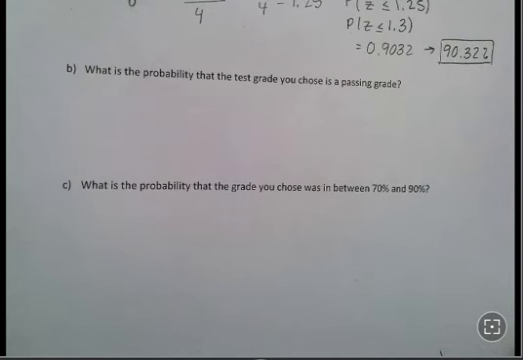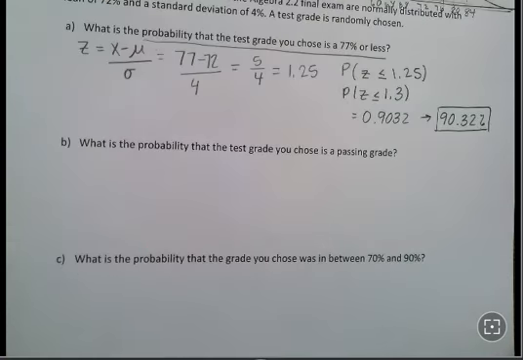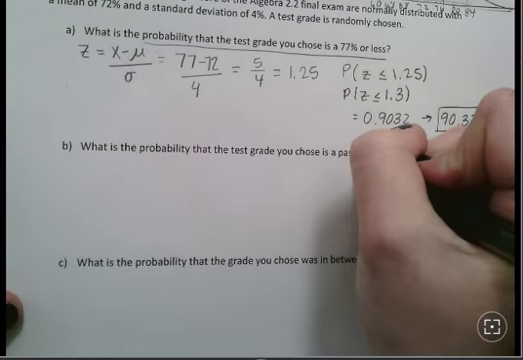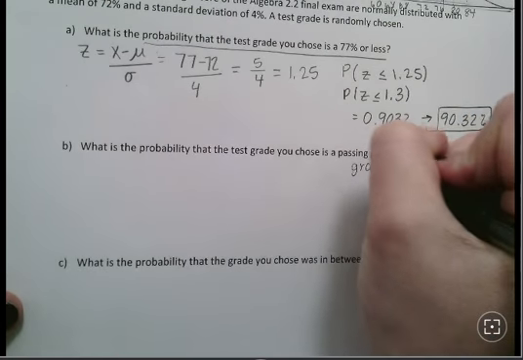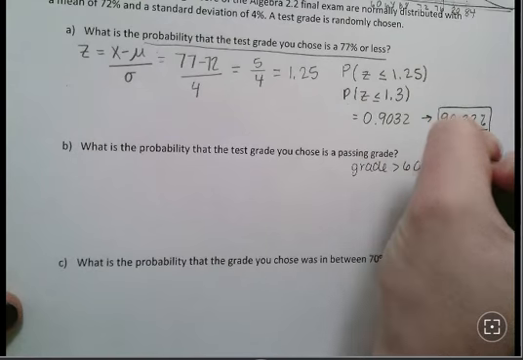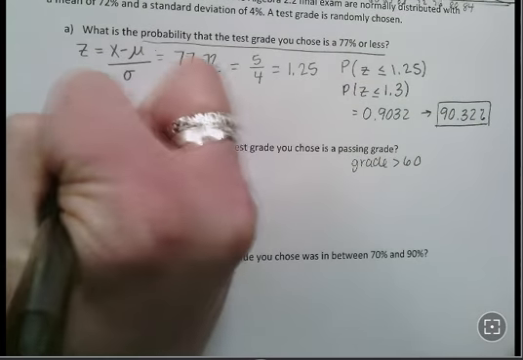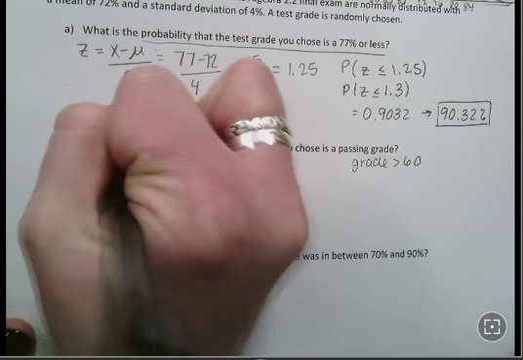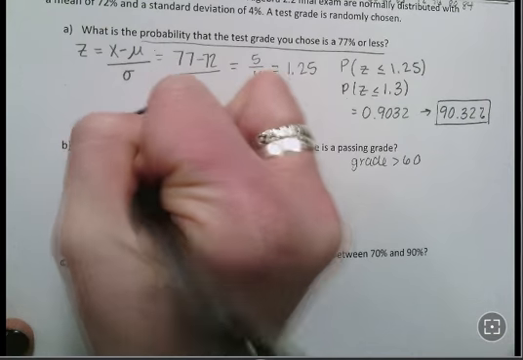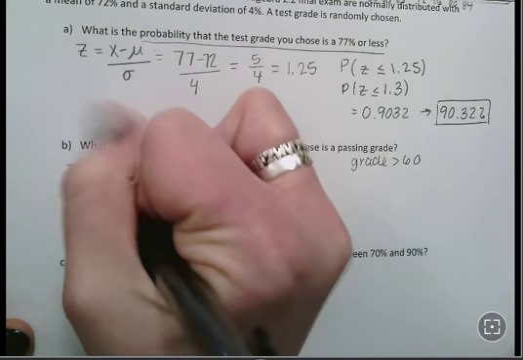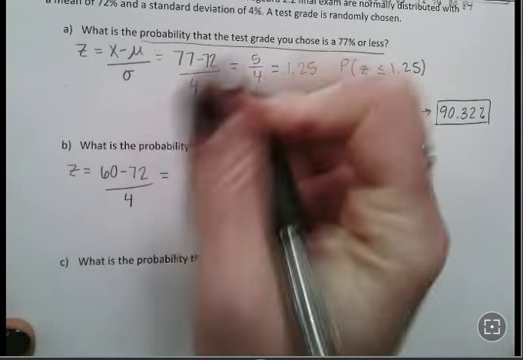Then we get to part B, which asks, what's the probability that the test grade you chose is a passing grade? A passing grade is anything above a 60, so I'm basically asking what's the probability that your grade is larger than 60? Let's find this z-score. z equals 60 minus the average of 72, divided by the standard deviation of 4.